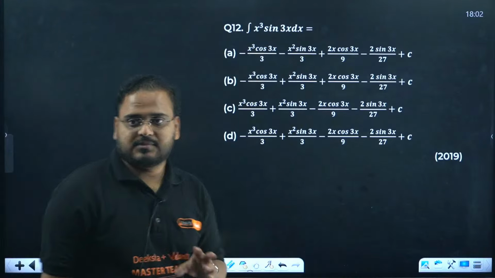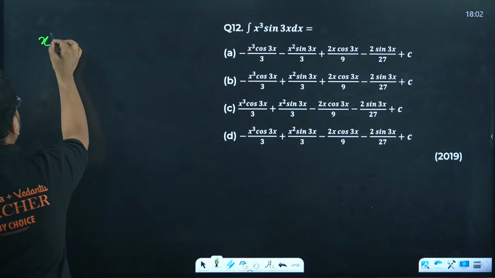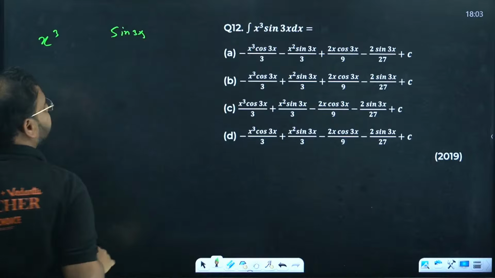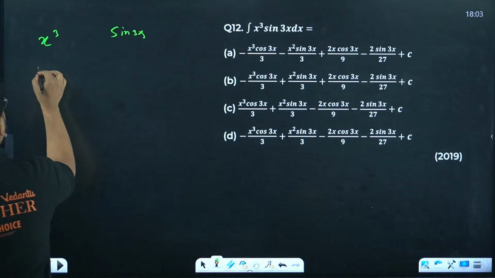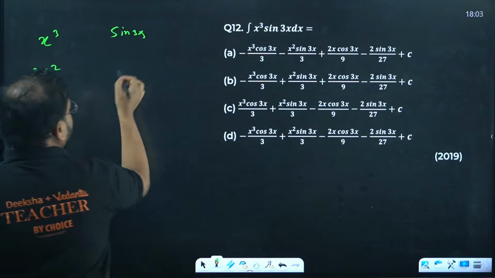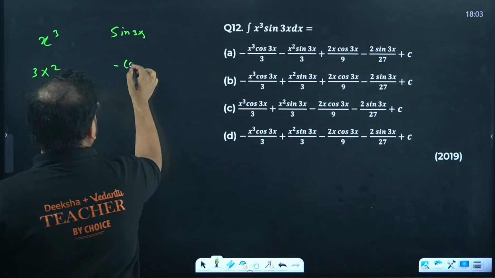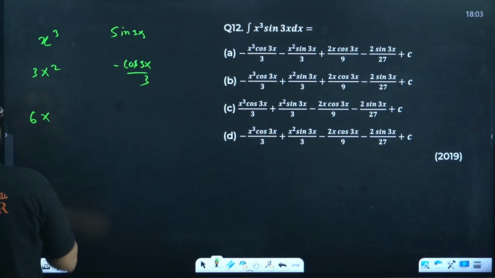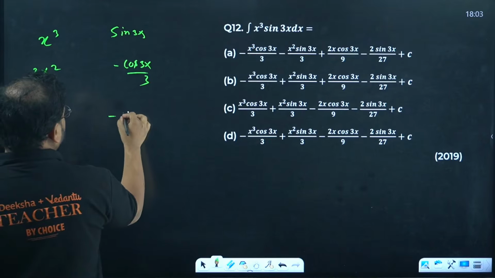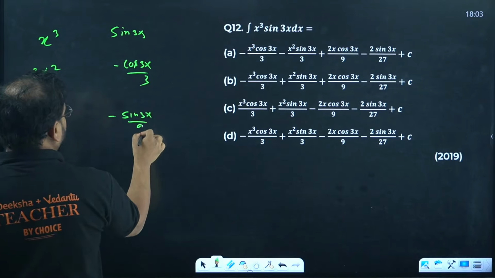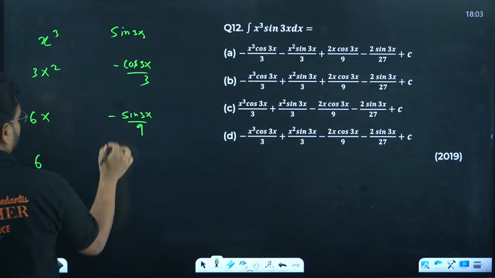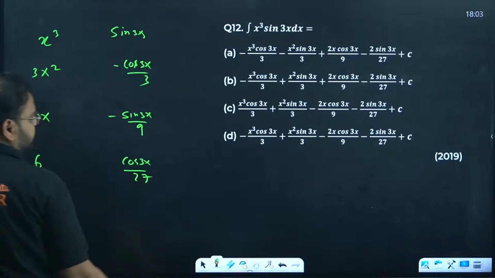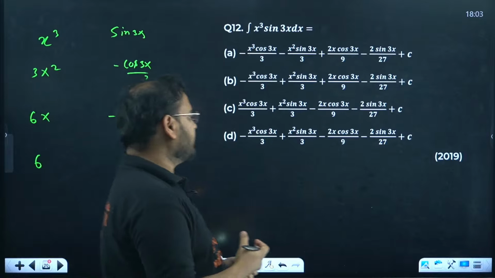This question, simple approach. X cube over here, sine 3x. Differentiate on this side: 3x square. Integrate on this side: minus cos 3x by 3. Again, 6x over here, minus sine 3x by 9. Again, 6 over here, cos 3x by 27.